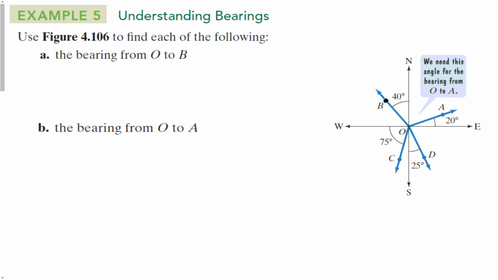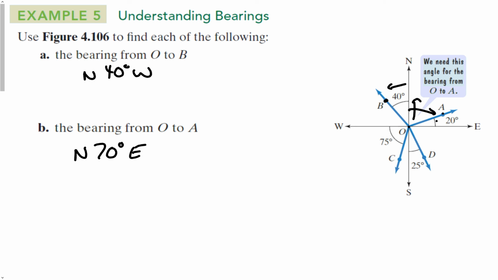There's B. O is always going to be the center. So that's north, 40 degrees west. Okay? North, then west. Okay? From O to A. It's a little trickier. It's not 20, it's this angle from the north-south line. So that's north 70 degrees east.